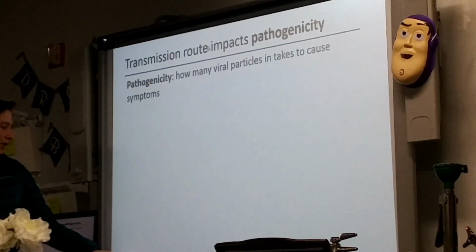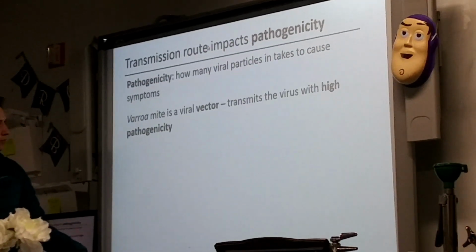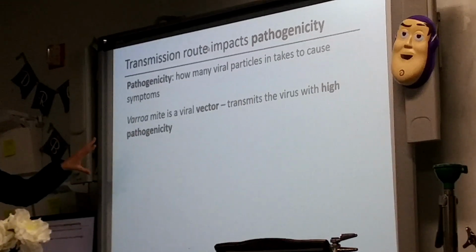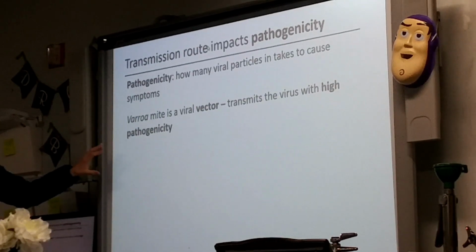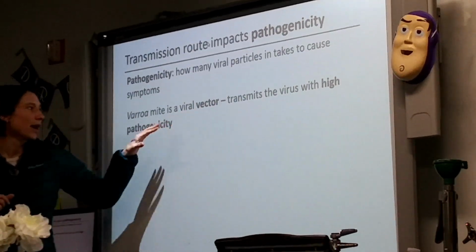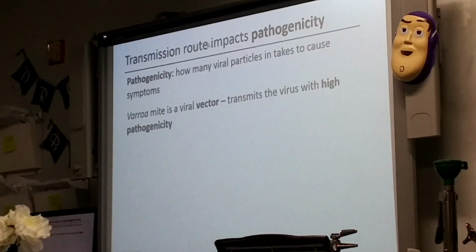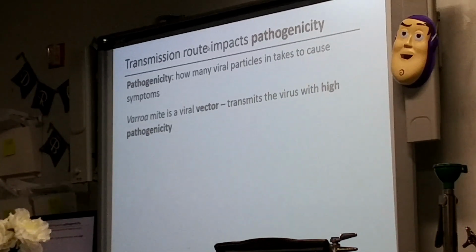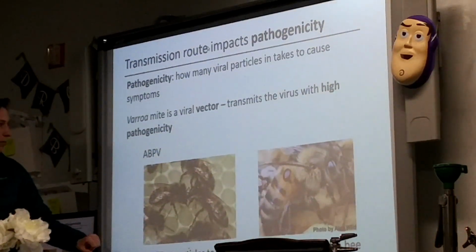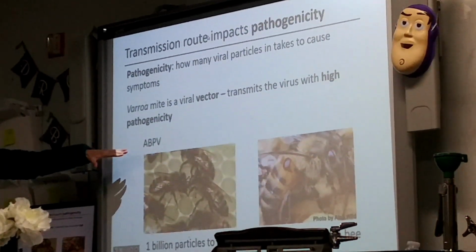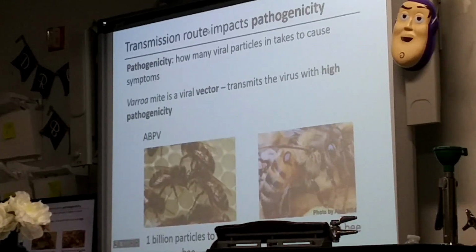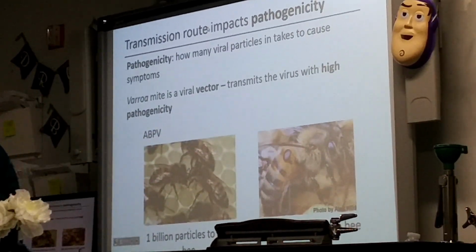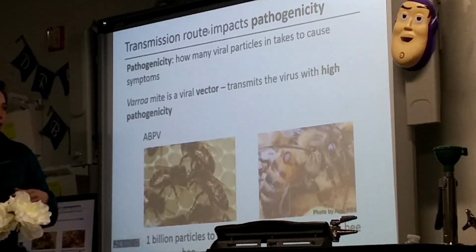So just to give you an example to clarify that, Varroa mite, as a vector of a virus, transmits the virus with high pathogenicity. So if you get the virus from a Varroa mite versus some other route, you tend to be more likely to show symptoms. Here I have acute bee paralysis virus as just an example. You can get this virus multiple ways. You can get it from feeding with another worker bee that has it, or you can get it from a Varroa mite.